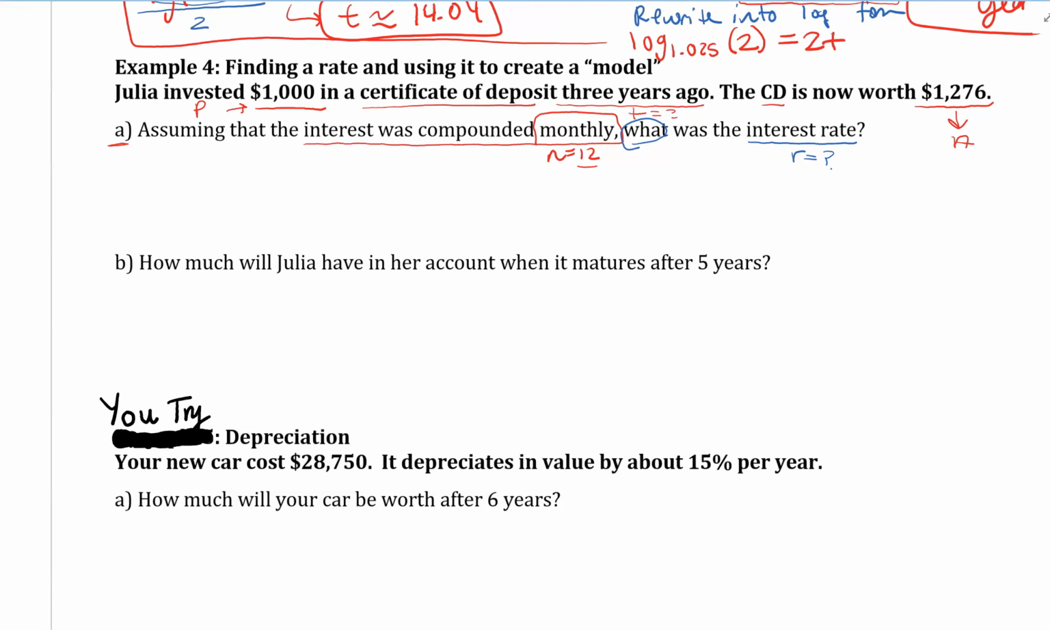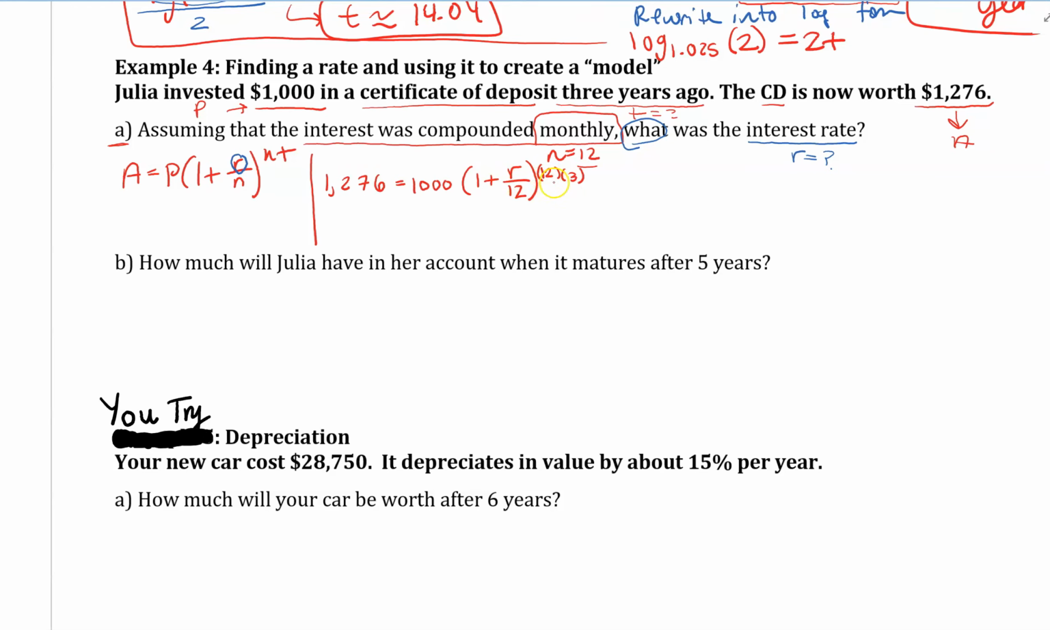So we're going to use this formula, the one where it's compounding N times per year, and we'll plug in all the different pieces, and basically what we're going to end up having to solve for is R. So that's the thing that will be left as a variable that we're actually going to try to solve for. So I'm going to go ahead and plug everything in. So I have 1,276 for A. I've got 1,000 in place for P. I'm going to leave R as R. I plug in 12 for N and 3 for T.